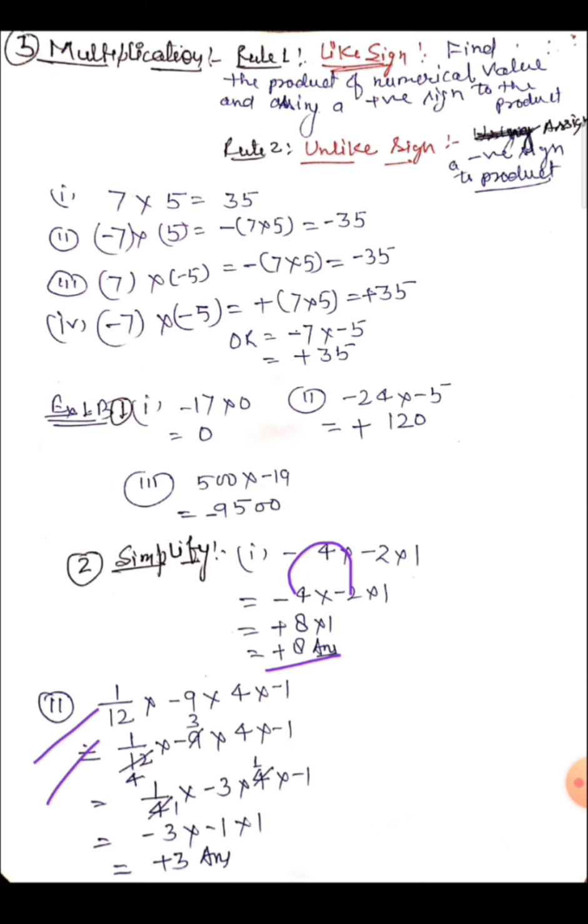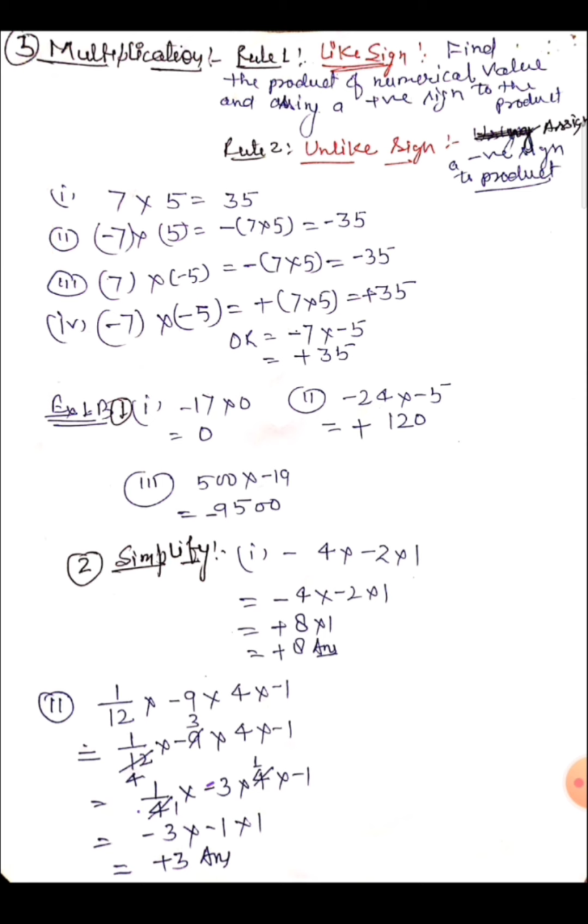In the second example, look here, 1 upon 12 multiplied by minus 9 multiplied by 4 upon minus 1. Here the numbers are given in fraction form, and in earlier classes we also solved this type of simplification. In this type, first we divide numerator by denominator. Which one is the denominator? Here 12 is the denominator and 9 is the numerator. So 9 and 12 are divisible by 3. 3 3s are 9 and 3 4s are 12.